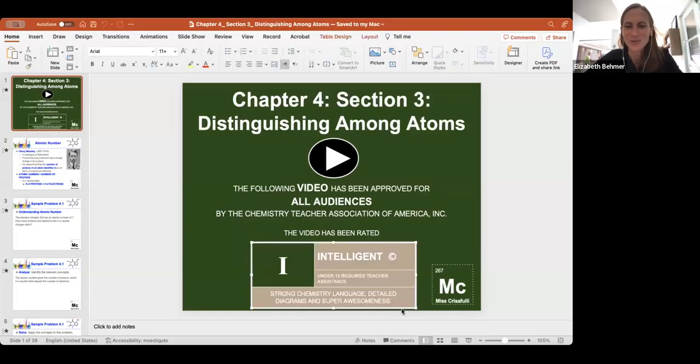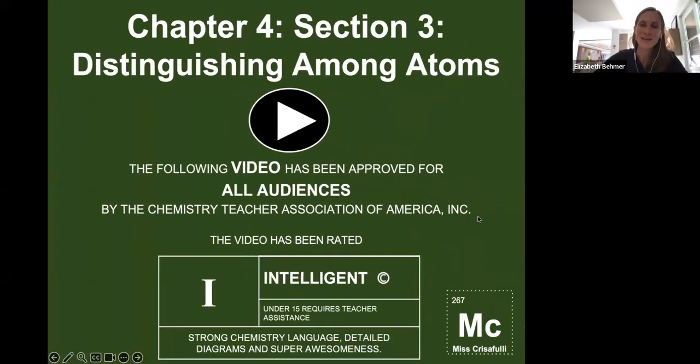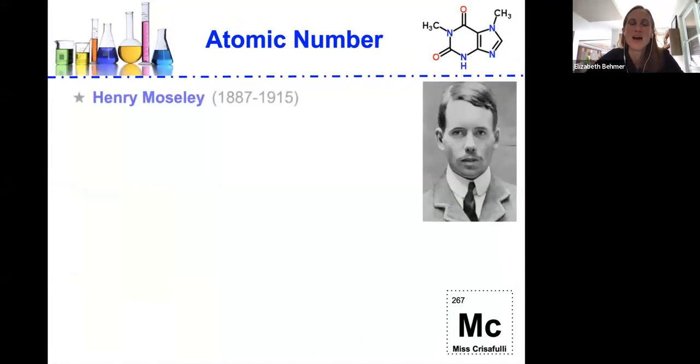All right, everyone. So here we are in the final section for chapter 4. Chapter 4, section 3. This is distinguishing among atoms. All right, so we walked a lot through history on how we got to the atom and the atomic model. We have a couple other people to talk about.